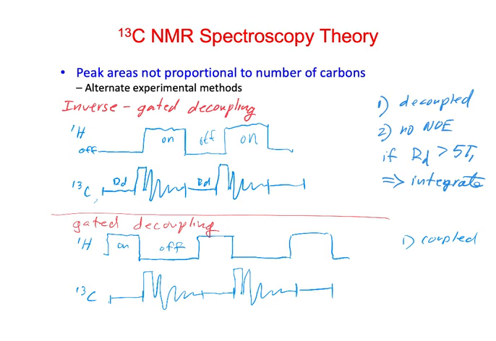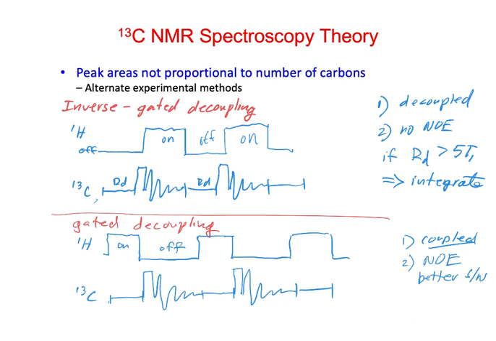The higher signal to noise ratio probably in the second one because of having the NOE. Right. So it's going to be coupled, and we will have NOE, so we should get better signal to noise, at least for the protonated carbons. Right? And we cannot integrate it here. We cannot integrate it.